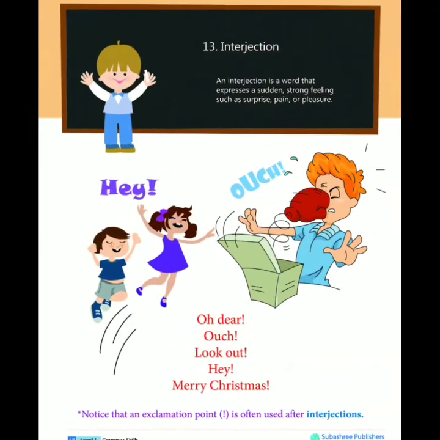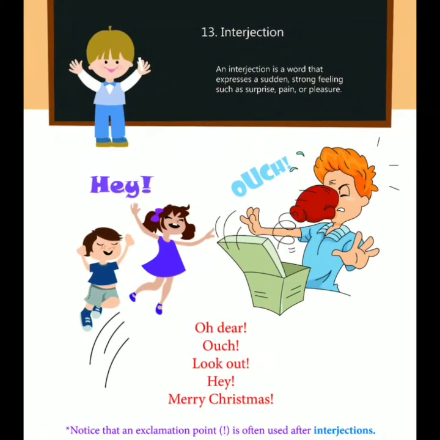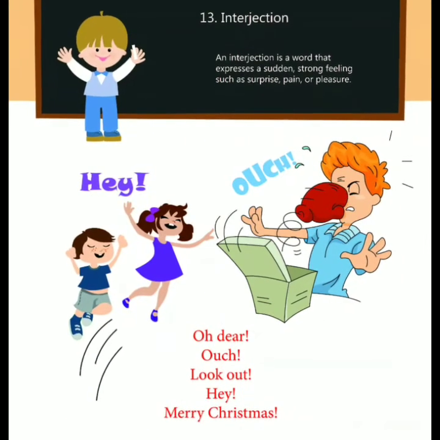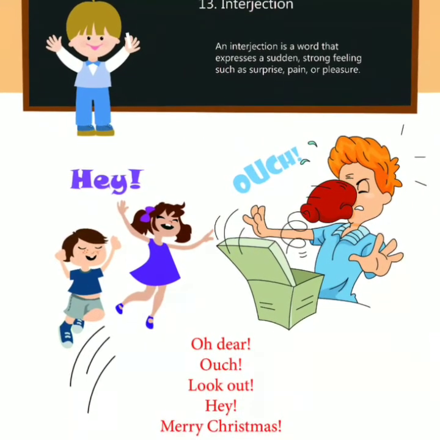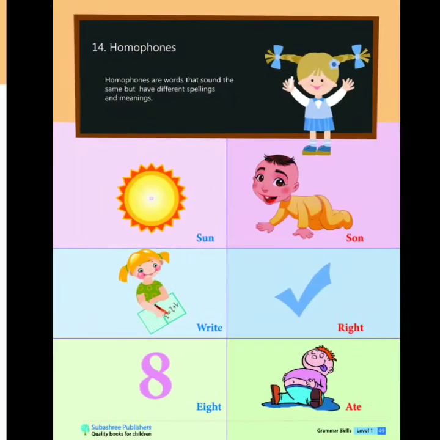Interjection. An interjection is a word that expresses a sudden, strong feeling such as surprise, pain, or pleasure. Oh dear, ouch, look out, hey, Merry Christmas. These are the examples. An exclamation mark should follow an interjection.